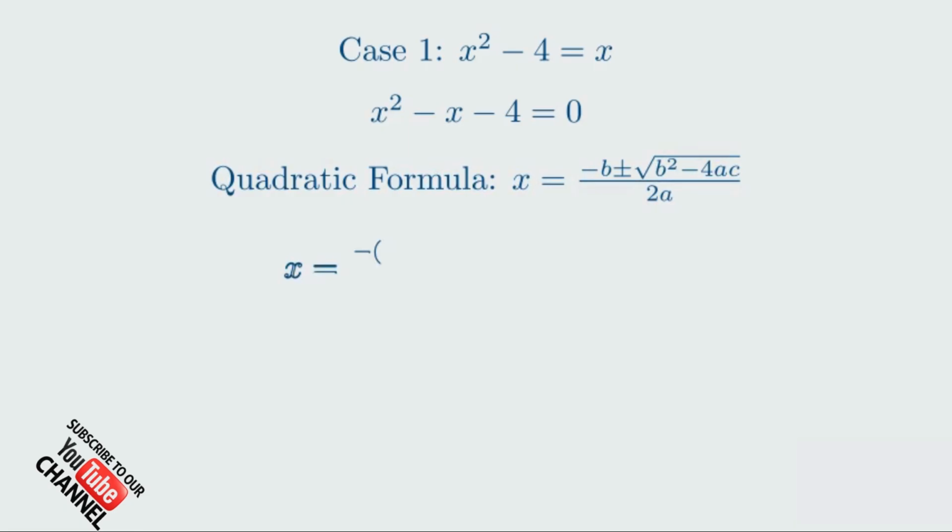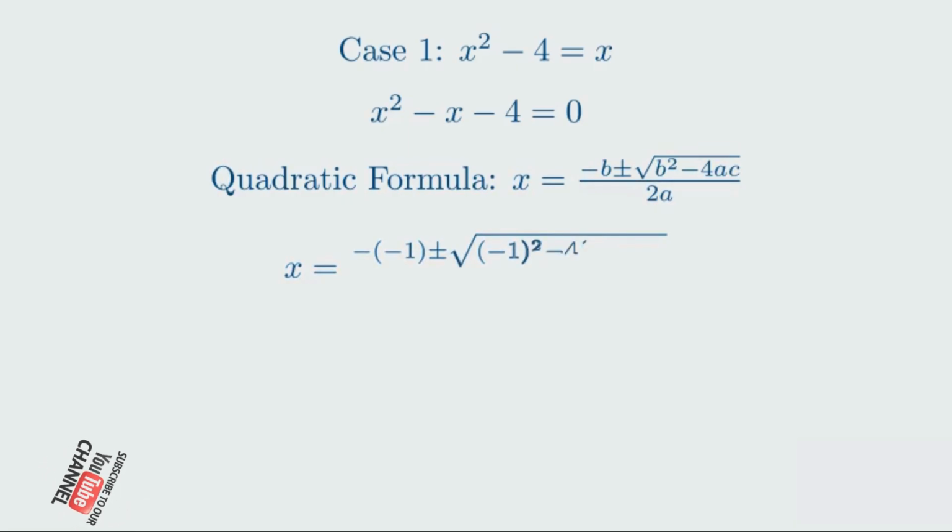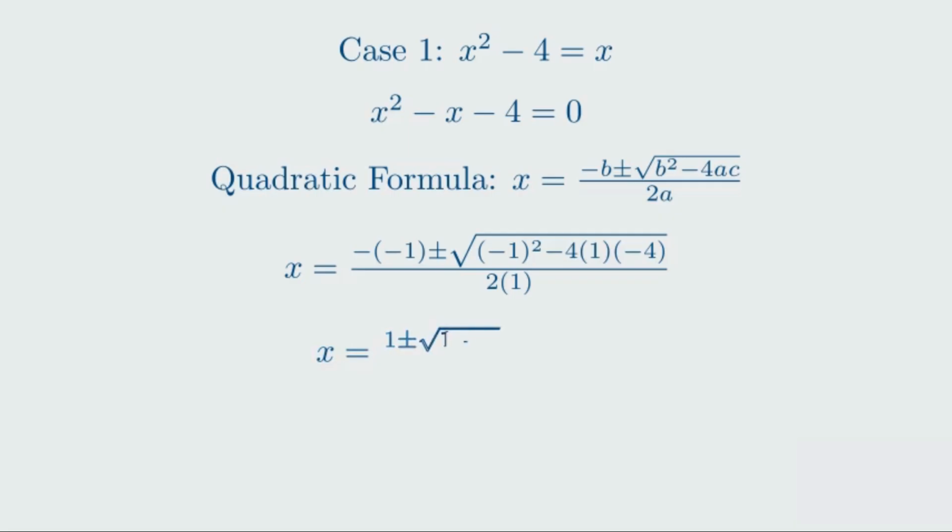Plugging in the values, we get x equals negative negative 1 plus or minus the square root of negative 1 squared, minus 4 times 1 times negative 4, all over 2 times 1. Now, we simplify the expression inside the square root, which is called the discriminant. Negative 1 squared is 1, and 4 times negative 4 is negative 16. So we have 1 minus negative 16, which is 1 plus 16, or 17. This gives us our two potential solutions from case 1, x equals 1 plus or minus the square root of 17, all over 2.